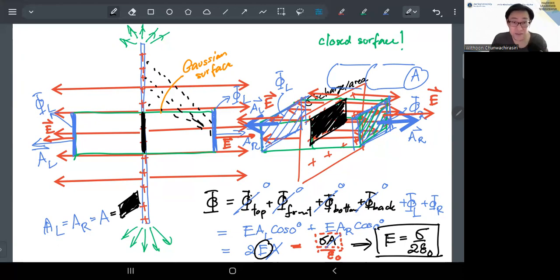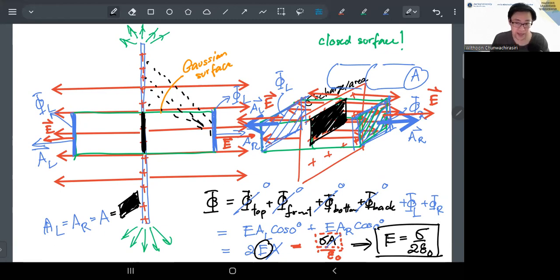And I mean, it can be done actually. In the textbook, they did that too. But of course, going through Gauss's law is much easier. And the electric field is simply sigma over 2 epsilon naught. The final result is super clean.